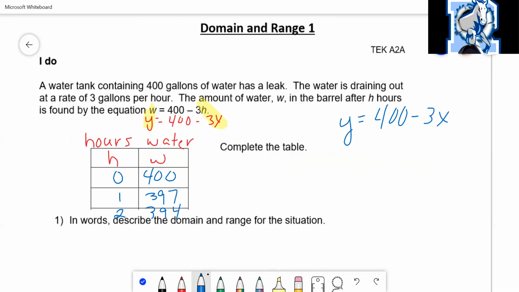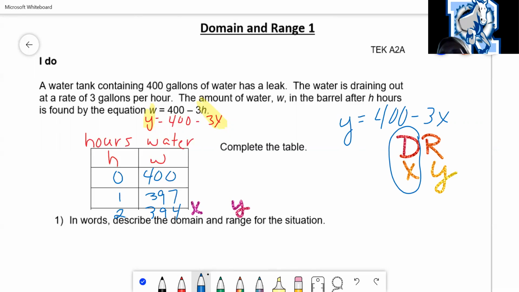So it wants us to describe in words the domain and the range of the situation. Whenever you see domain, you should write an X above it. Whenever you see range, put a Y above it. We need to make sure that helps us keep things straight. Remember, I talk about Dr. XY, that helps me remember that D is the domain, R is the range.